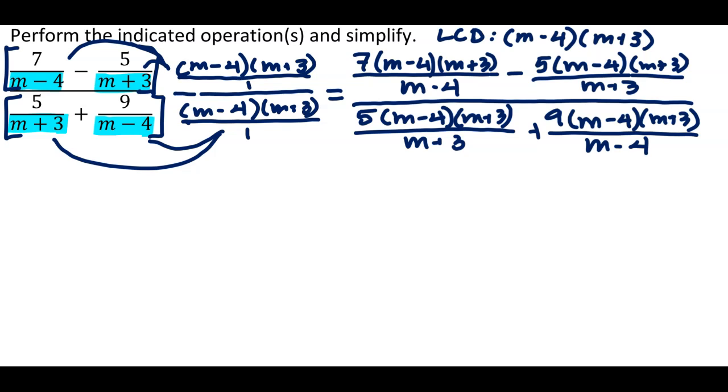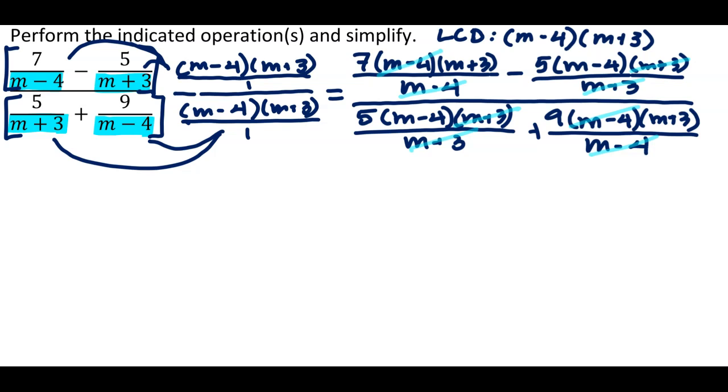So every single term within this fraction needs to get multiplied. Sometimes you'll run into one where not every single term is a fraction. You still have to multiply it by the m minus 4, m plus 3, or whatever your LCD is. Okay, so here's the magic. I get to just start crossing things out. An m minus 4 cancels out of the first fraction, an m plus 3 from the second and third fractions, and an m minus 4 from the fourth fraction.